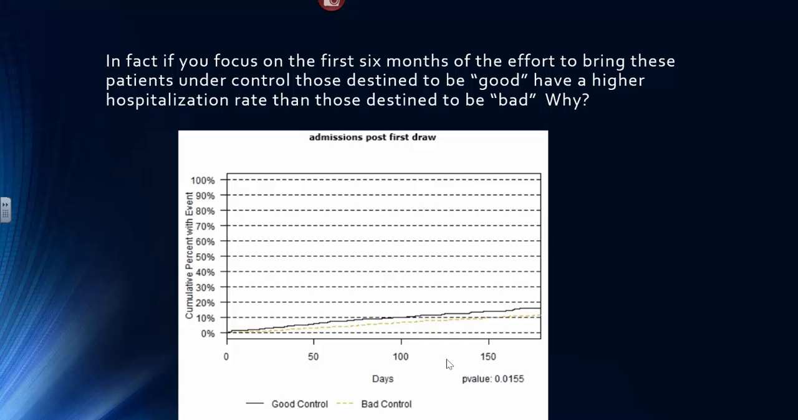Reminding you again, on the x-axis is the elapsed time from initial diagnosis of hemoglobin A1C, of the initial diagnosis of the patient as a bad diabetic, during the period when you're trying to bring about good control. And on the y-axis, we're calculating the percentage of patients who were hospitalized at least once. And what we are seeing here is that those who are ultimately fated to be under good control actually end up being hospitalized in the first 6 months at a higher rate than those who ultimately do not achieve the good control, with a p-value that's very significant.